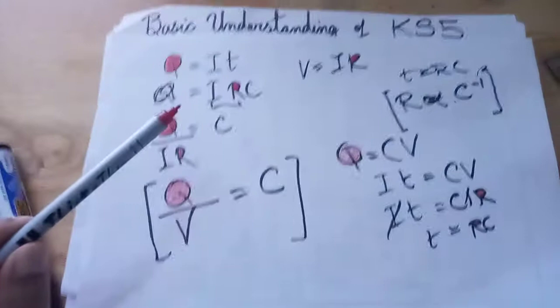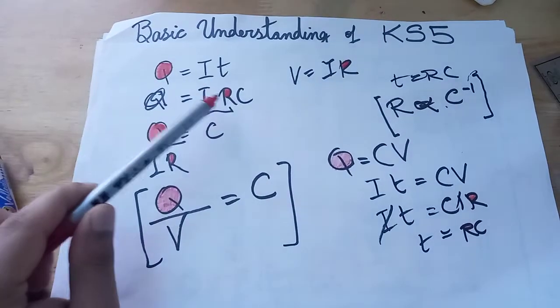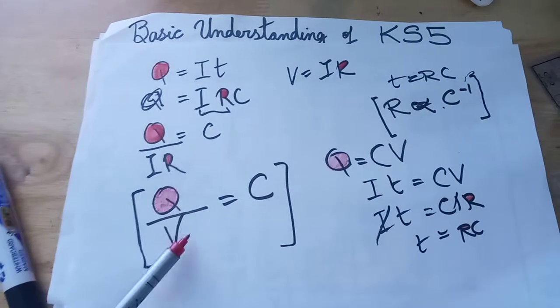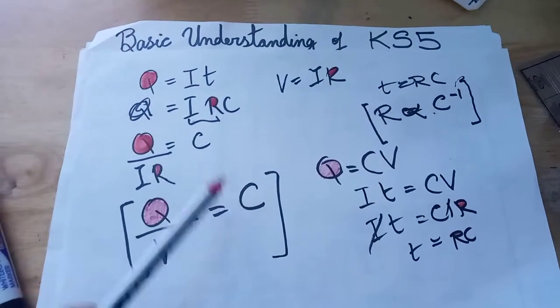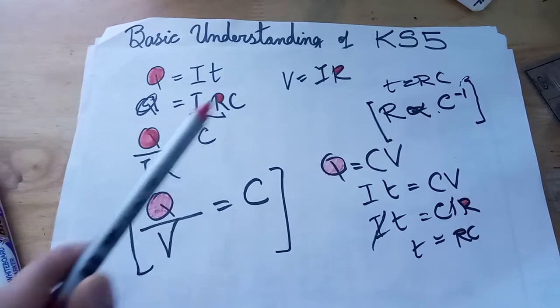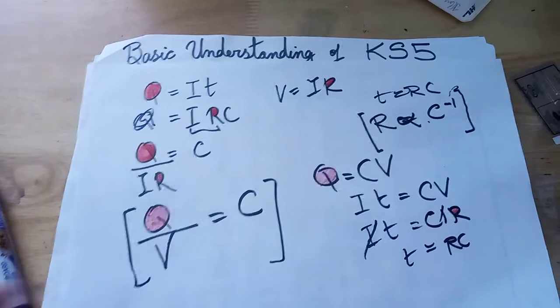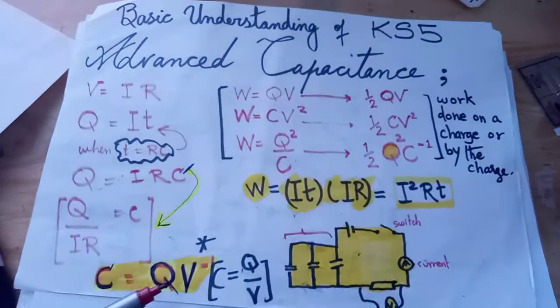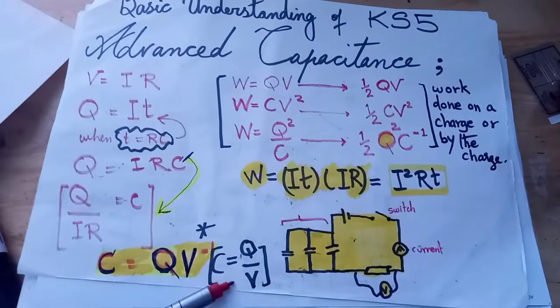if I plug in T equals RC, into Q equals IT, I get this. So this is how we got T equals Q over V, because of this, this, and this. Hang on, I'll use this later. So this is where C equals Q over V comes from, C equals Q over V.